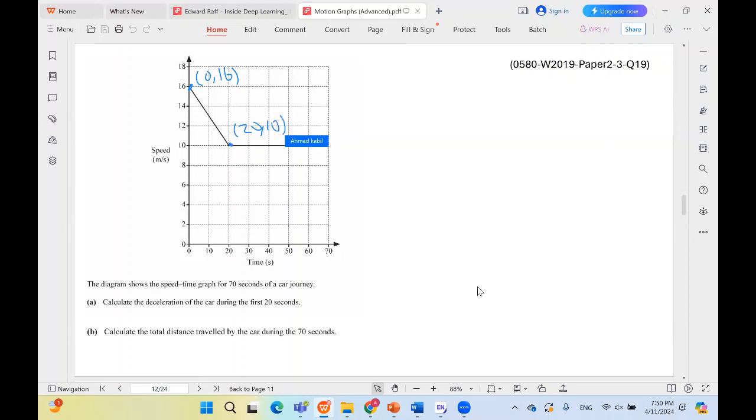We want to get the deceleration, so it's basically the slope. It would be 10 minus 16 divided by 20 minus 0. This gives us negative 6 over 20, which is negative 0.3. So the deceleration will be the positive value of this number, 0.3 meters per second squared.